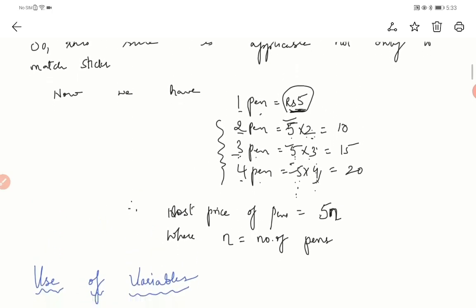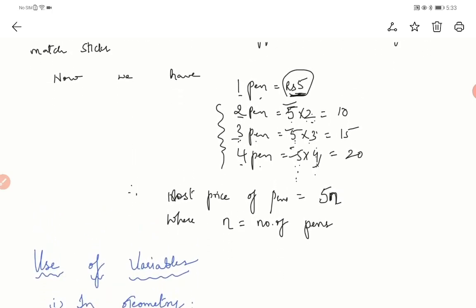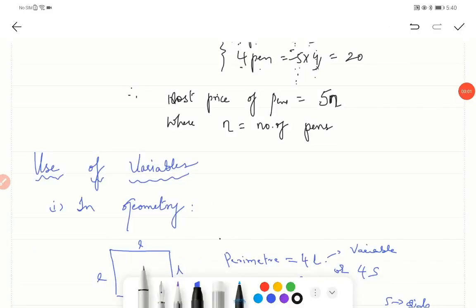Alright, now let's see the use of these variables, where all we can use them. So we are looking at the use of variables in different fields of mathematics. In geometry, what do you study? You study about the different shapes: triangle, square, rectangle, circle, and many more, polygons and all. I hope you have the basic knowledge about geometry.